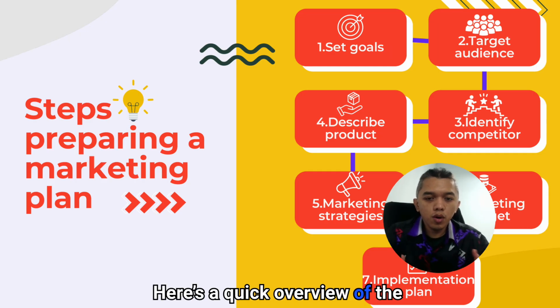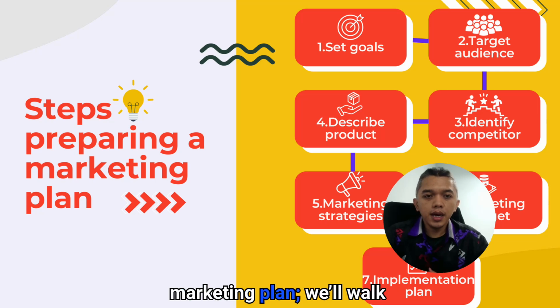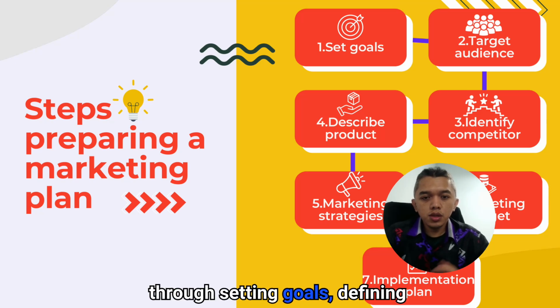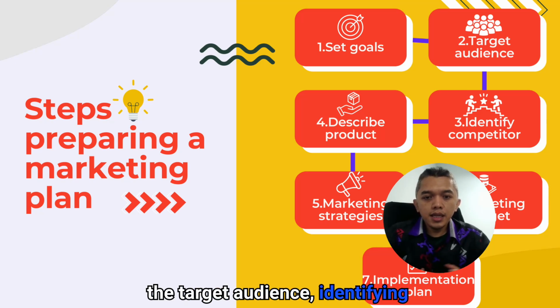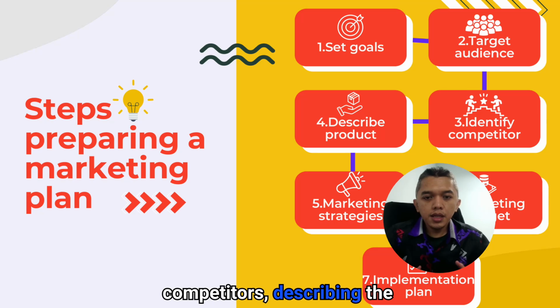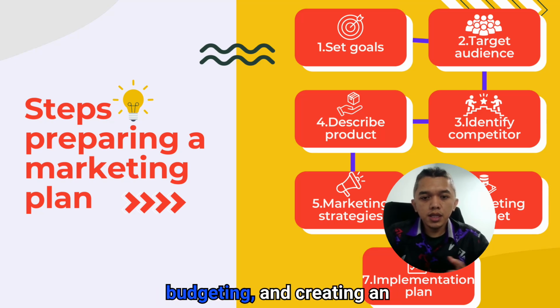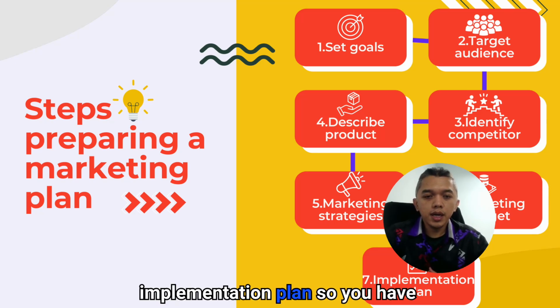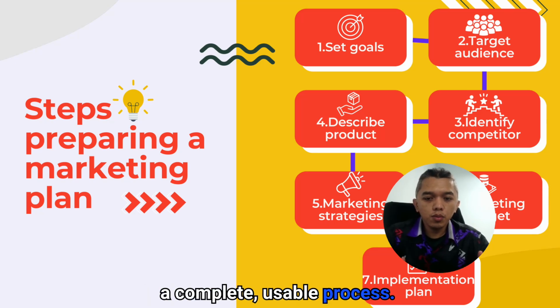Here's a quick overview of the 7 key steps to prepare a marketing plan. We'll walk through setting goals, defining the target audience, identifying competitors, describing the product, choosing strategies, budgeting, and creating an implementation plan so you have a complete usable process.